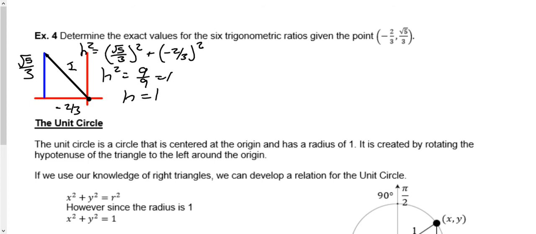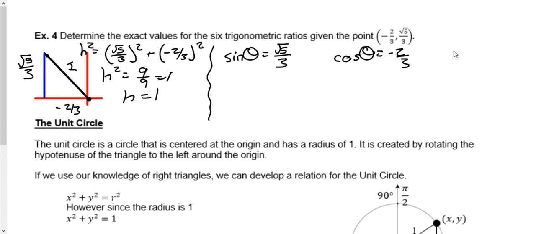So let's jot down our trig ratios. So first one, let's go for is sine theta. Sine theta is opposite over hypotenuse, so root 5 over 3 over 1, so our first one is just root 5 over 3, then we'd be finished. Cos theta is adjacent over hypotenuse, so now we just have negative 2 over 3.